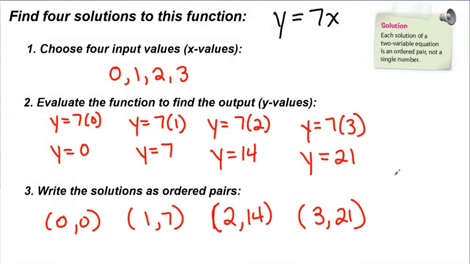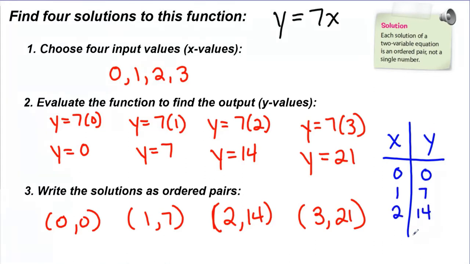Now, you can also put these solutions in a table or a t-chart, and this is what it would look like if I just organized my inputs and outputs in a table. I would have (0, 0), (1, 7), (2, 14), and (3, 21). So 2 different ways to show the solutions to that function, either in a list of ordered pairs or in a function table or a t-chart. But always remember that a solution is 2 numbers. It's an input and an output.